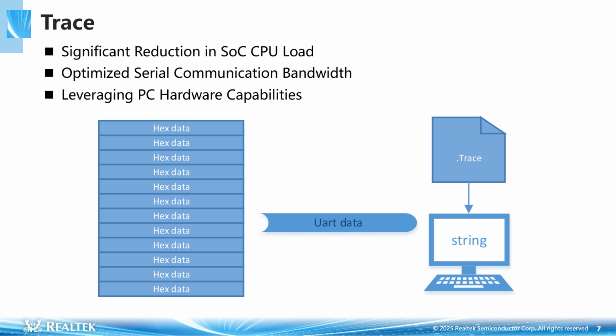3. Leveraging PC hardware capabilities. PCs typically have far greater computational power and memory resources compared to embedded SoCs, enabling faster and more complex translations without compromising the embedded system's stability.